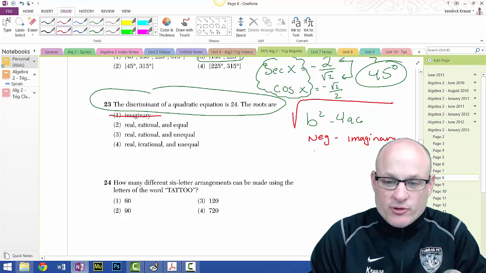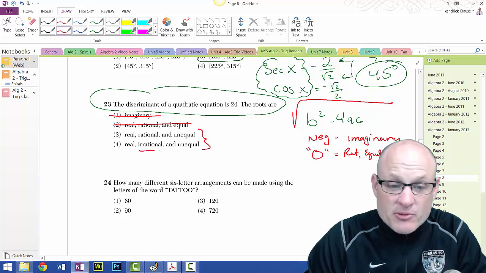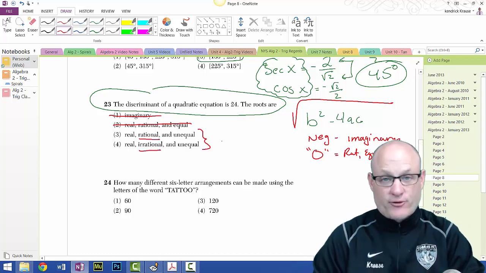If it's equal to 0, then we have rational equal roots. It's not equal to 0, so we don't have equal roots. So we know it's the two unequals. The only difference between these is rational and irrational.